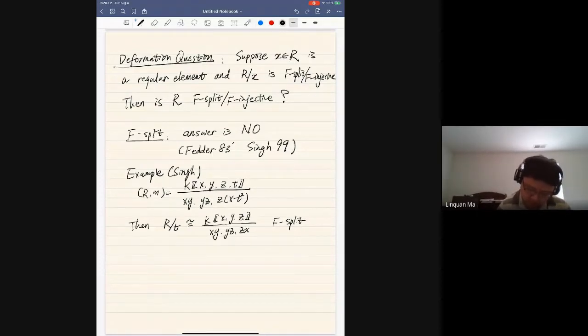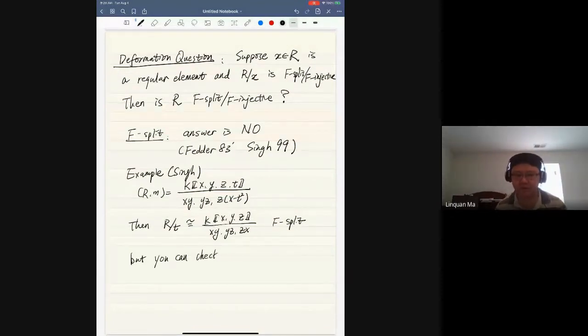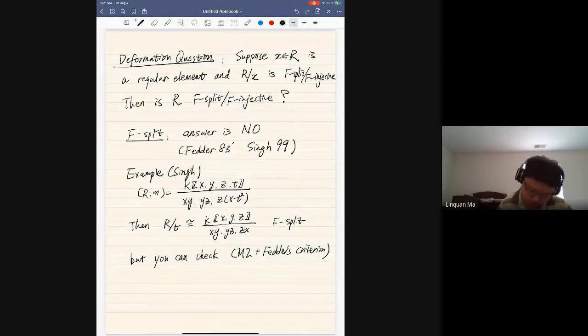But you can check, for example in this case, at least in small characteristic, you can just use Macaulay2 and Fedder's criterion. I hope somebody mentioned this Fedder's criterion, but if not, it's a criterion for determining whether the ring is F-pure in terms of the defining equation, which is very explicit. So you can check that the ring itself is not F-split. Okay, so it's a very simple example.